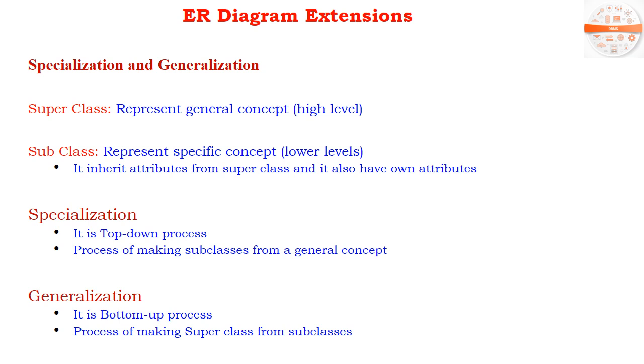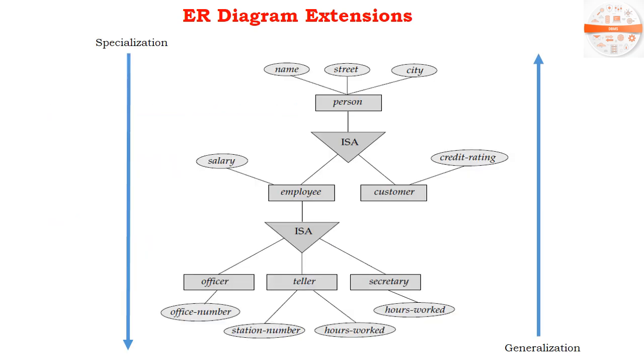So what is meant by specialization? It is the top-down process. It means the process of making subclasses from the general concept. And next one is generalization. It is the bottom-up process. It means the process of making a superclass from the subclasses. We'll discuss with one example.